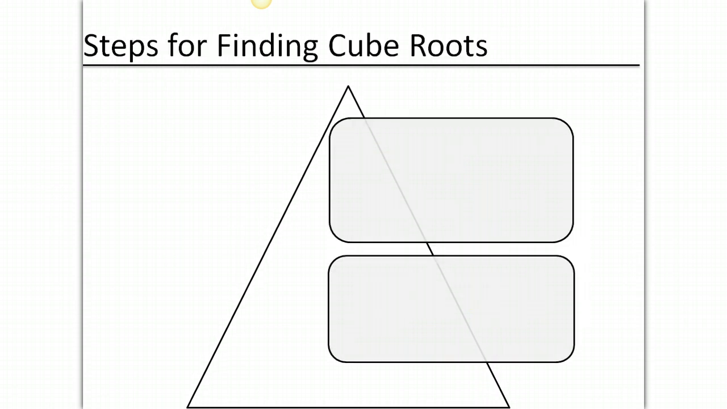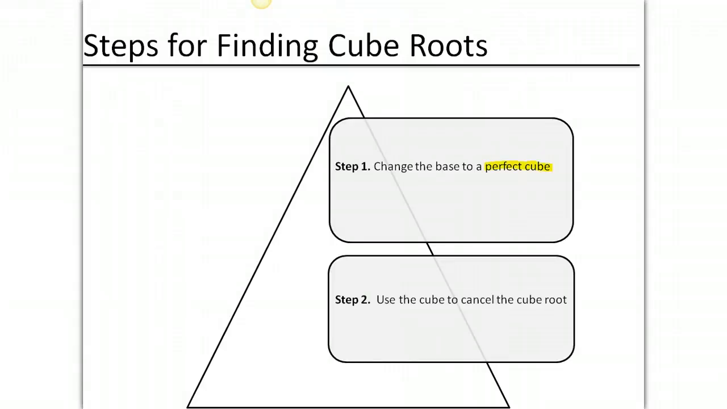So here are the steps for finding cube roots. Step 1, we want to change the base to a perfect cube. Before, when we were finding the square root, we changed the base to, what was it? The perfect square. This time we're looking at cube roots, so now we're changing the base to the perfect cube. Step 2 then is to just use the cube to cancel the cube root. So let's look at some examples applying these steps.